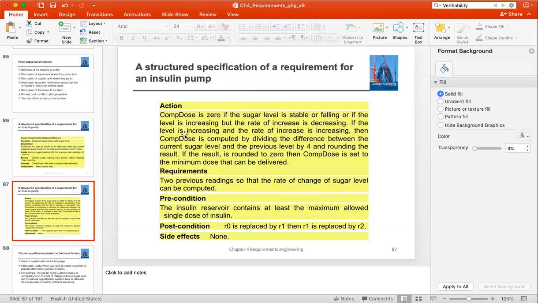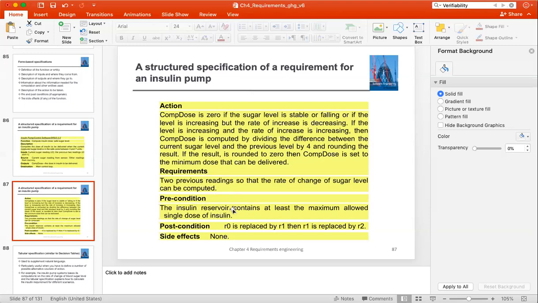And again, here are some actions, exactly what's going to happen. Maybe you can put an algorithm here, a way of calculating the dose. What are the requirements? You have to have two previous readings because you need to calculate the rate. Is this patient's glucose level going up or down, and at what rate? Yeah. So it's not just an absolute value. You need a relative value as well to say, is it going up or down? Is it a positive or negative gradient?